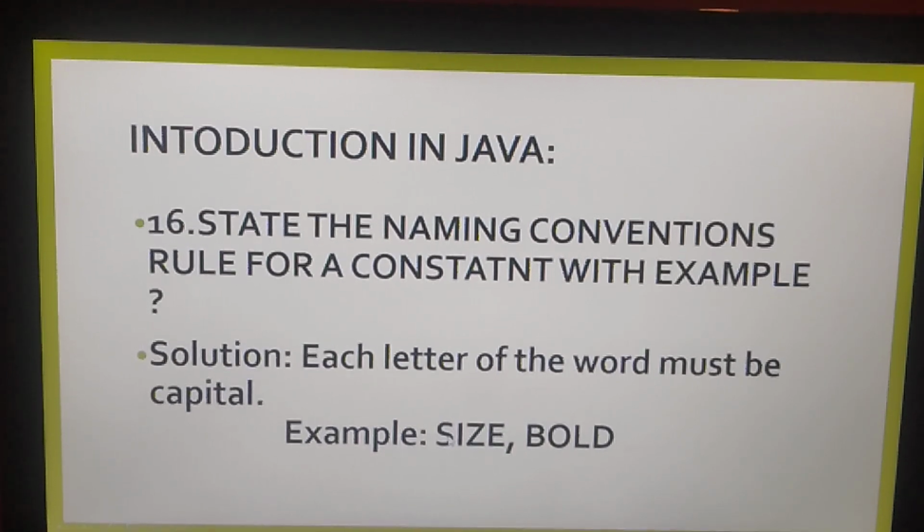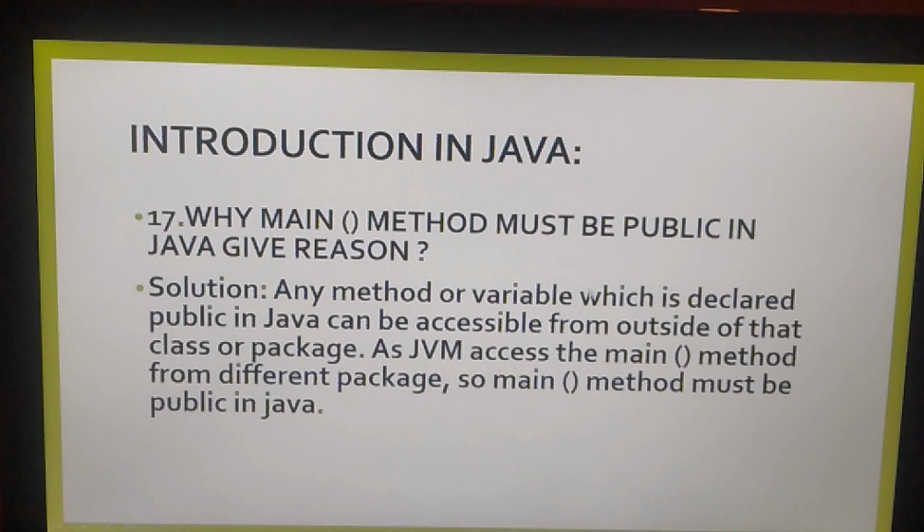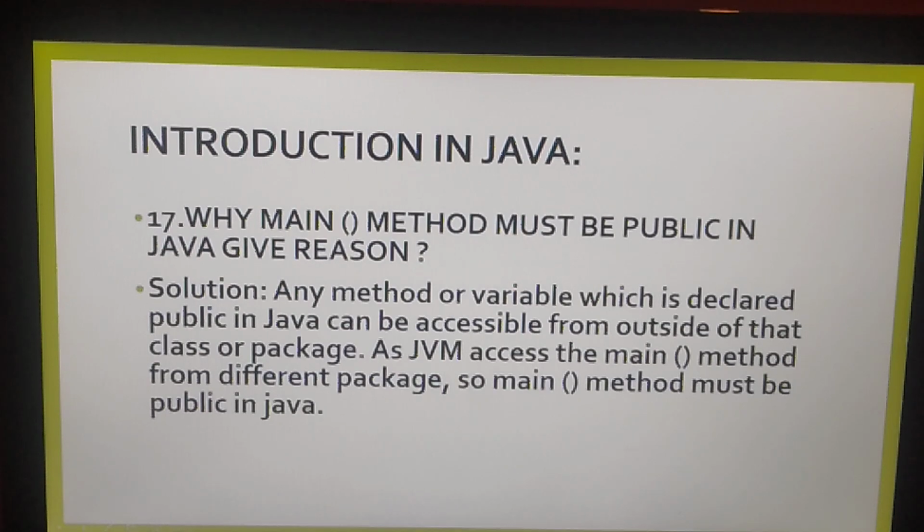Solution: each letter of the word must be capital. For example, SIZE, BOLD. Question 17: why must the main method be public in Java? Give reason. Solution: any method or variable which is declared public in Java can be accessed from outside of that class or package. As JVM accesses the main method from a different package, the main method must be public in Java.